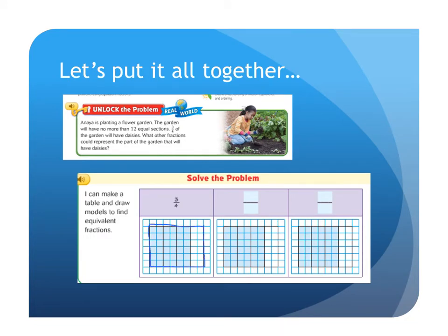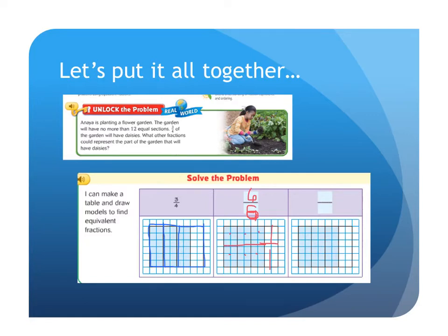Here's the total garden. I can see 3/4. Now, we can say that if we want to make it a little bit different, she could do this. Now she has 1, 2, 3, 4, 5, 6 out of a total of 8. 6/8 is equivalent to 3/4.